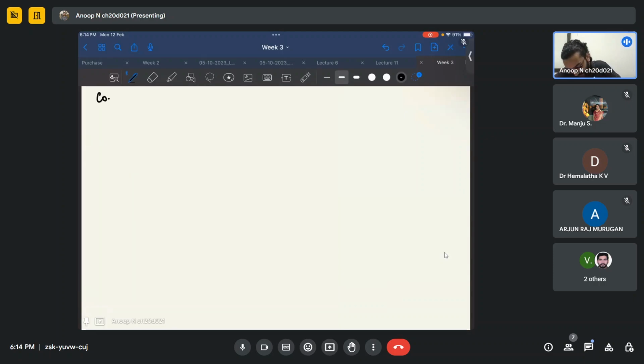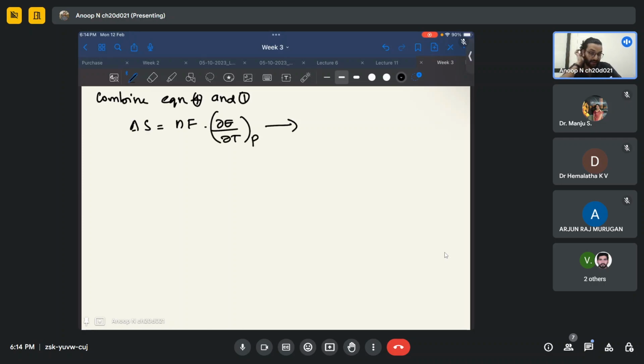We can combine equation 4 and equation 1. We will get delta S is equal to NF into dou E by dou T at constant pressure. In many problems, we will be asked to find the entropy. In that case, they will give a value of dE by dT, which has a unit of volt per Kelvin. So please keep this in mind.